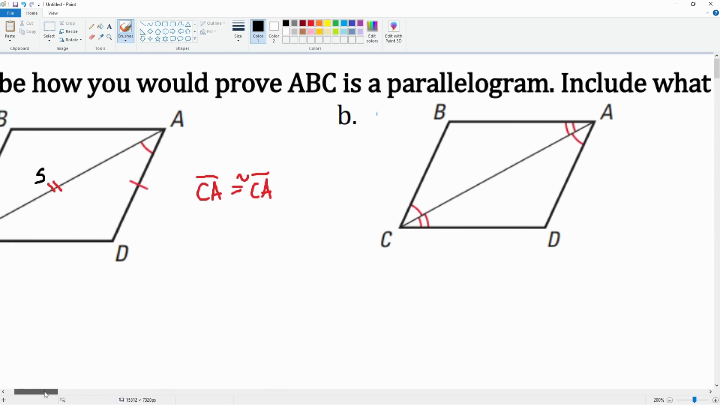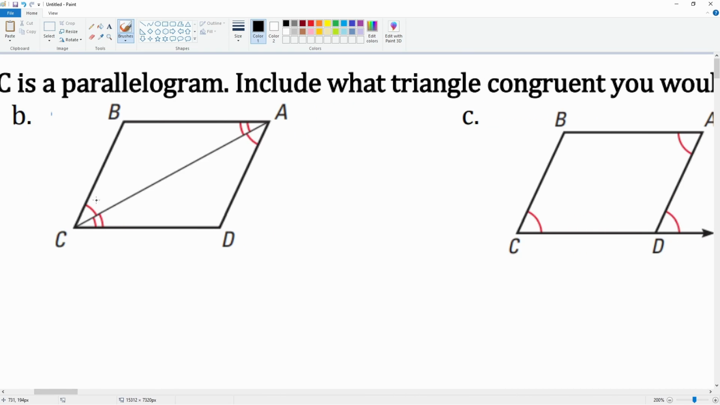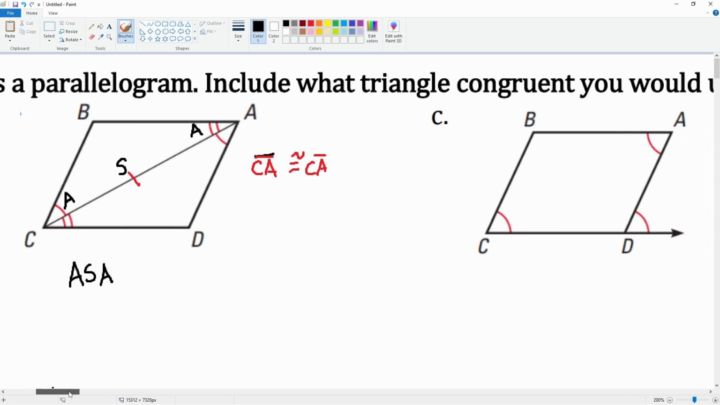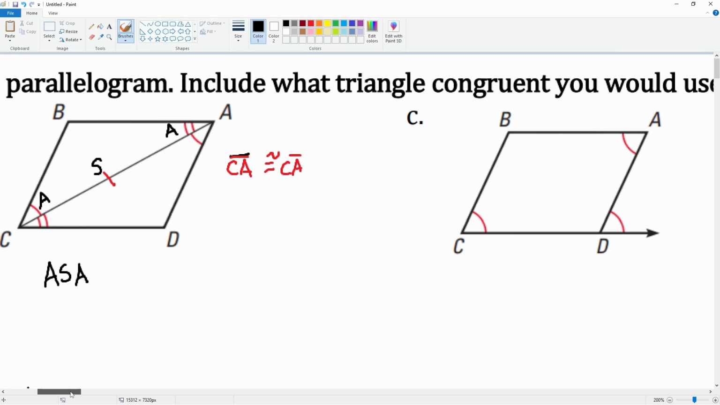For B, we have an angle here. We have another angle here. And then we should also notice that the diagonal line that goes through this shape, CA, is going to be congruent to the other line of CA. Then we have the angle, then the side, and the angle. So here we can prove it using angle, side, angle. All right, so that would also work.